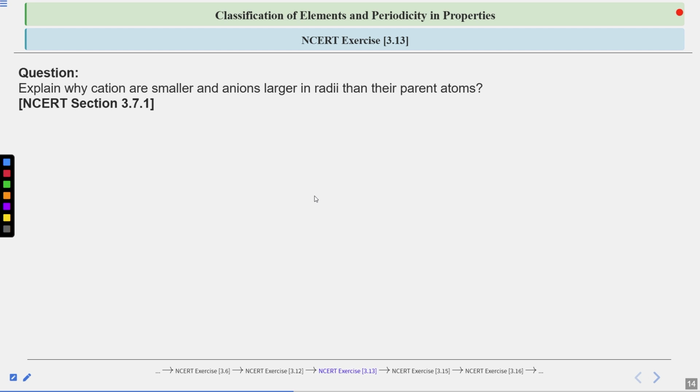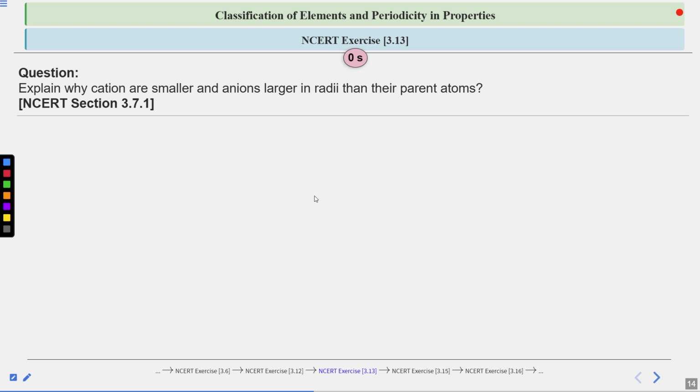Explain why cations are smaller and anions are larger in radii than their parent atom. So you have to compare with their parent atom. Your time to solve this question starts now. So what is the reason behind it? Five more seconds. Okay, your time is up.